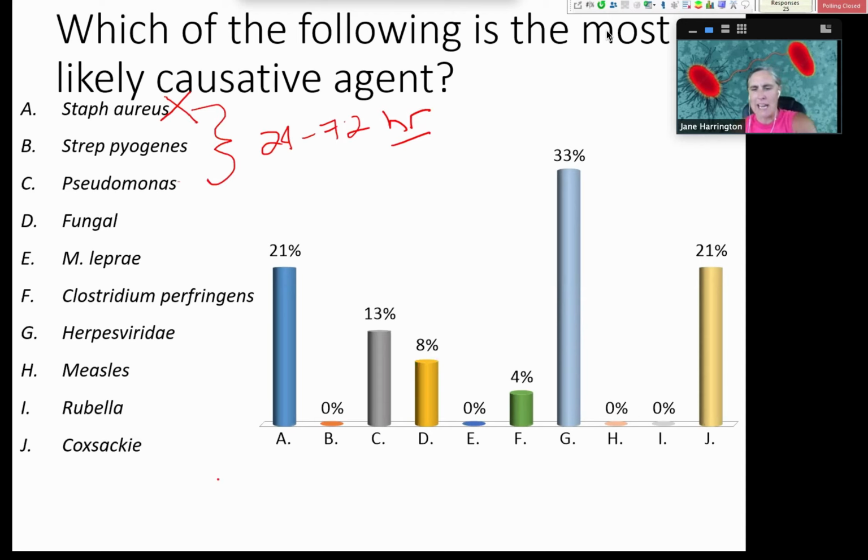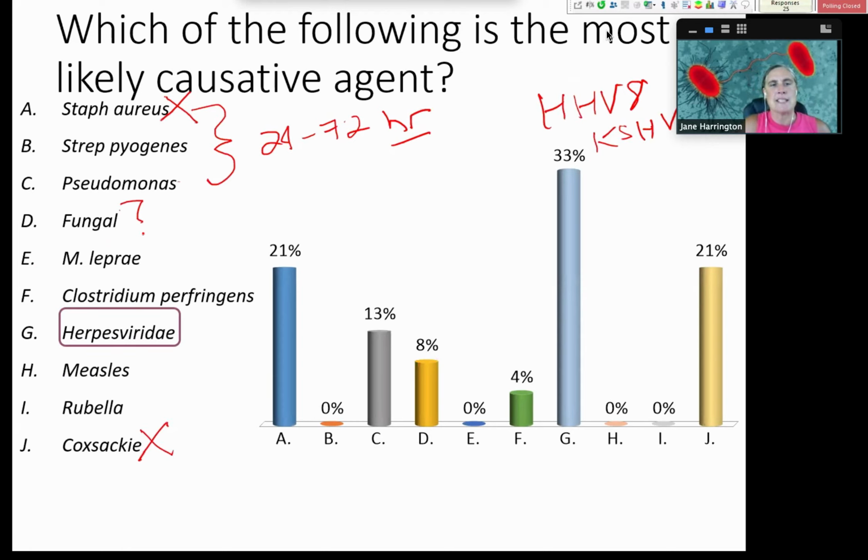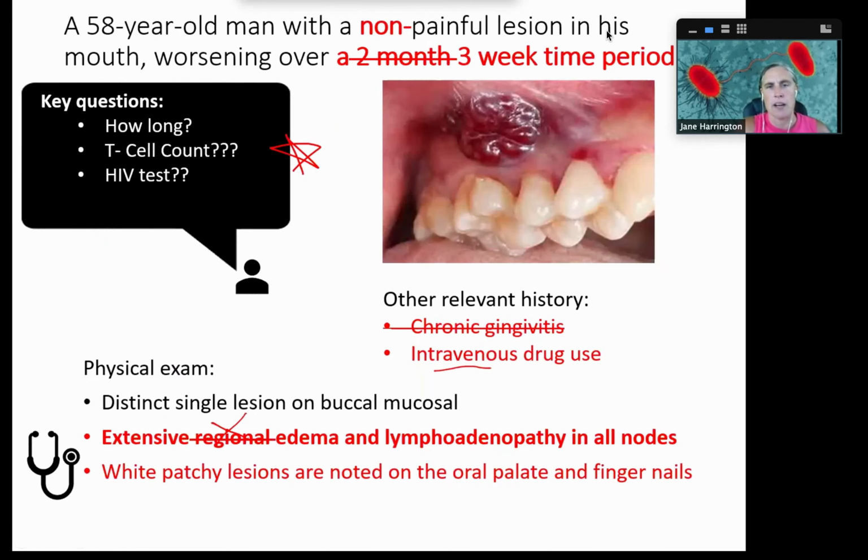I'm going to go ahead and get you to the correct answer. This is actually going to be HHV8, also known as Kaposi's sarcoma herpesvirus. Coxsackie, I'm knocking this one out because Coxsackie is going to be presenting over a day to 2 days. In the case of fungal, this is absolutely a potential differential diagnosis. Just looking at our particular vignette, whenever we see this 3-week course, you could start asking about fungus. The white patchy lesions I'm actually describing are candida. And so that might be a possible co-infection that's going on.